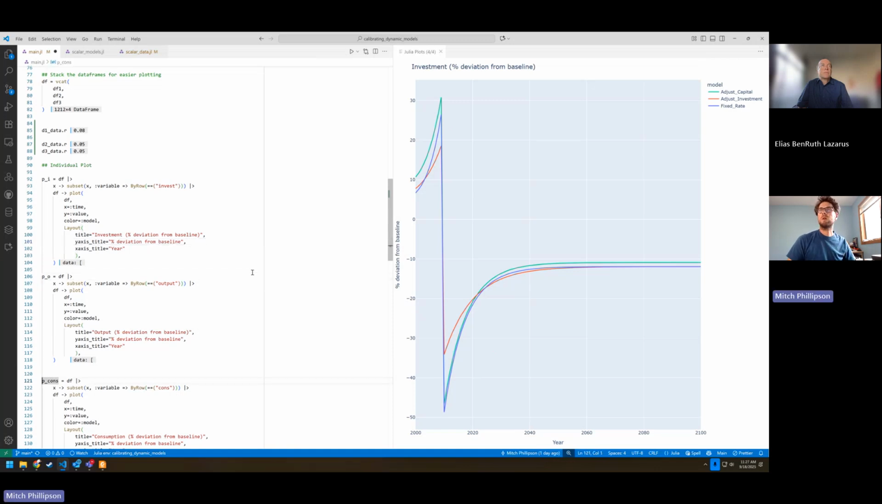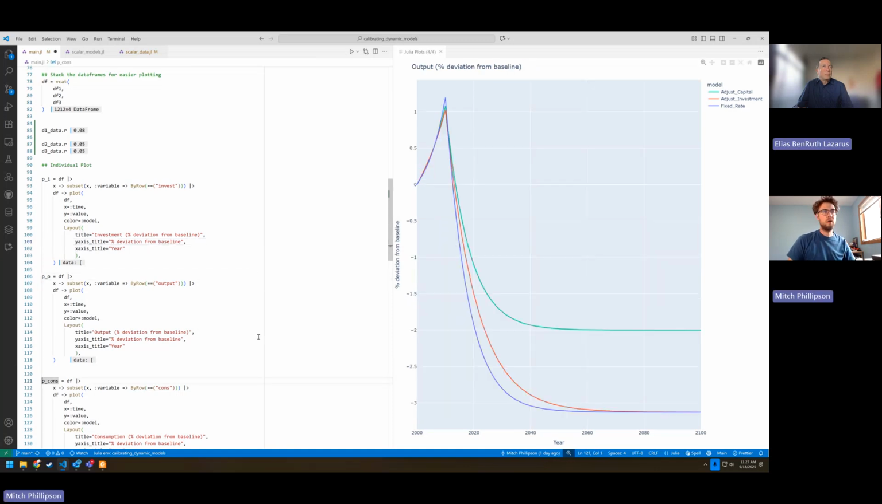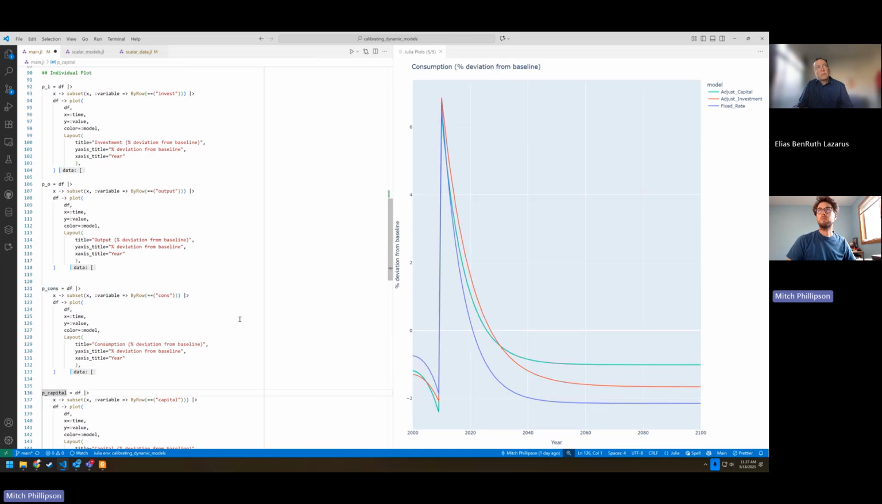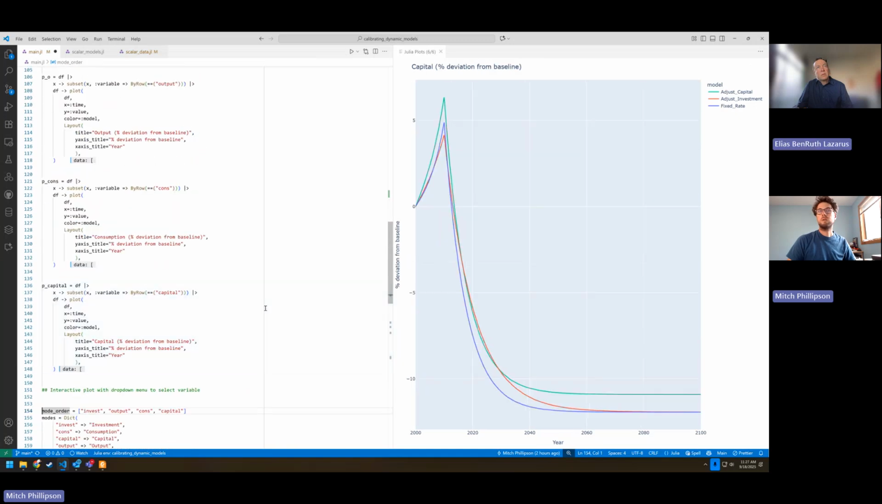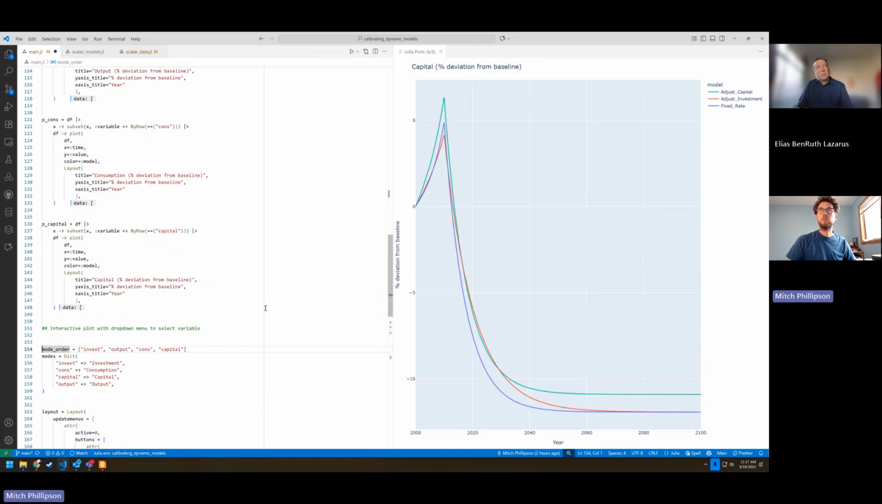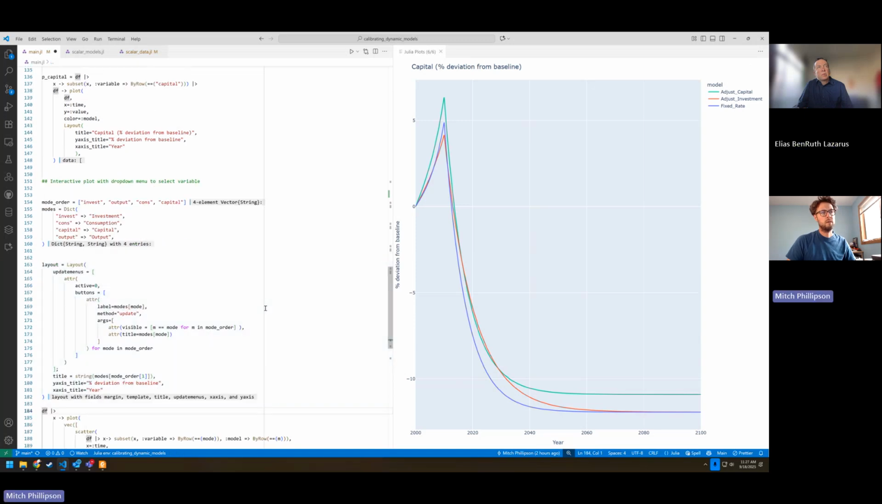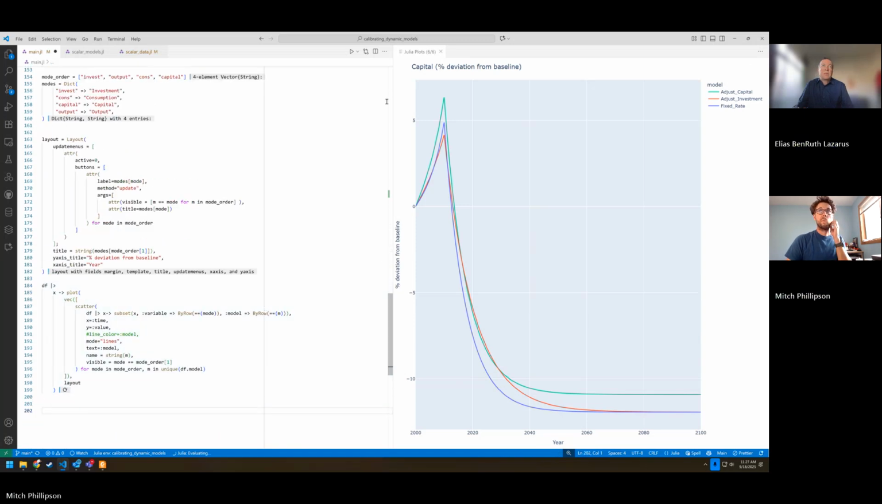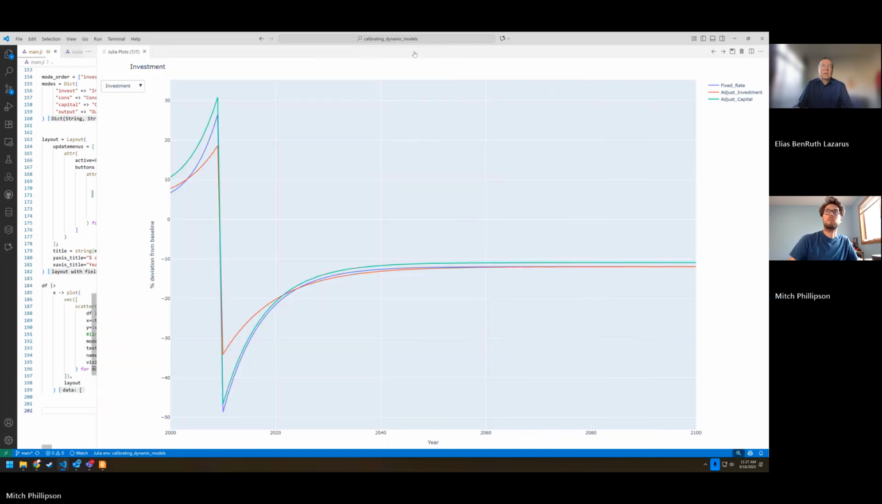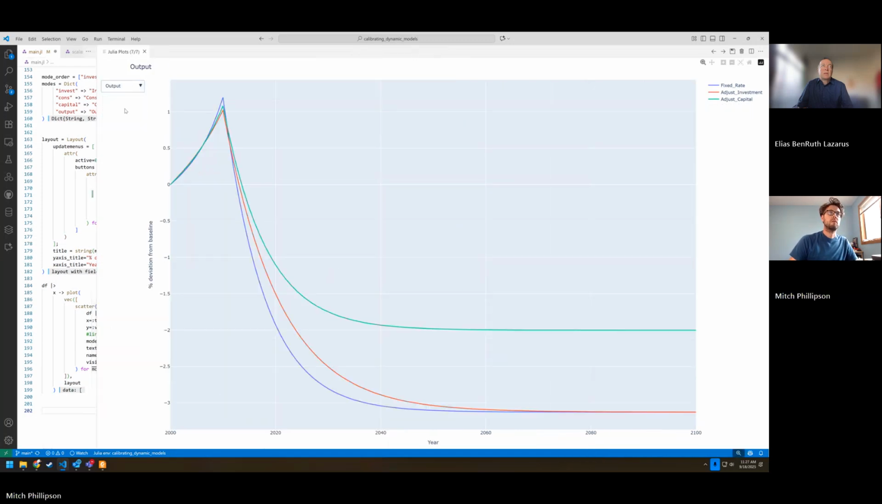And then let's see, we also have output. So you can see how output changes, consumption, capital. And I know what you're thinking. You moved through those too quickly. I couldn't see them. That's because I did this. There, I have a little button.